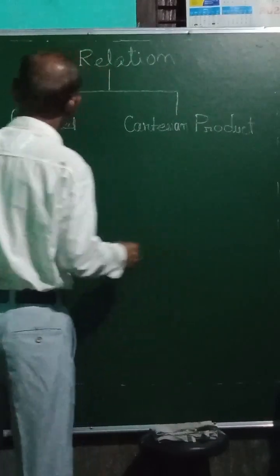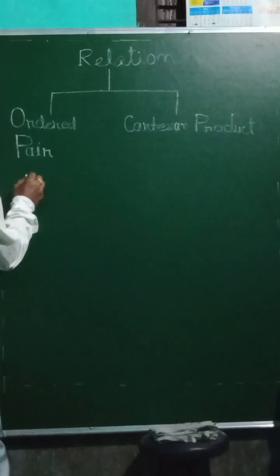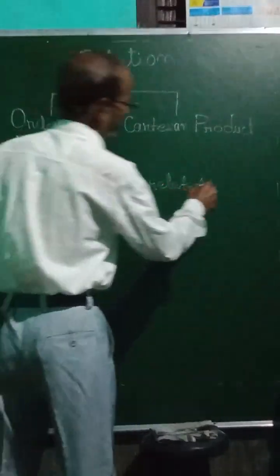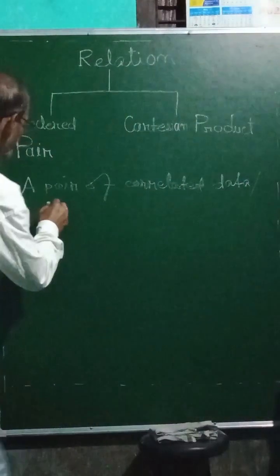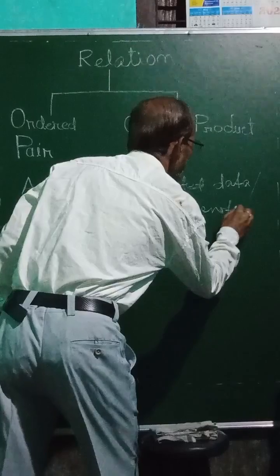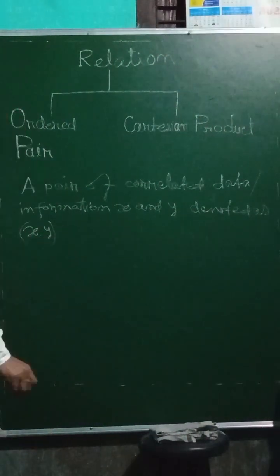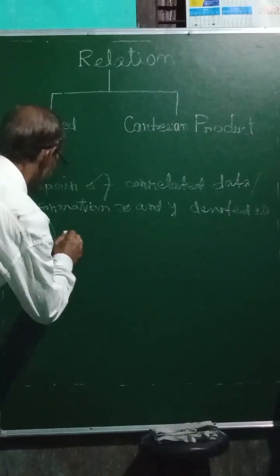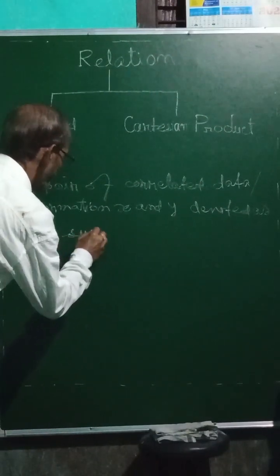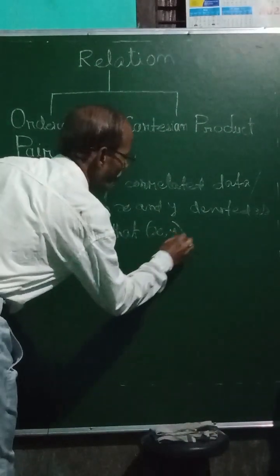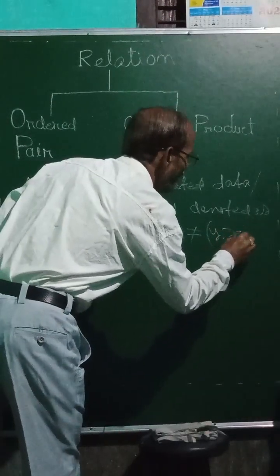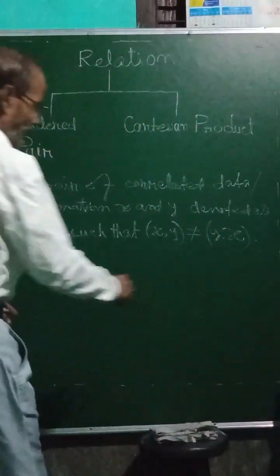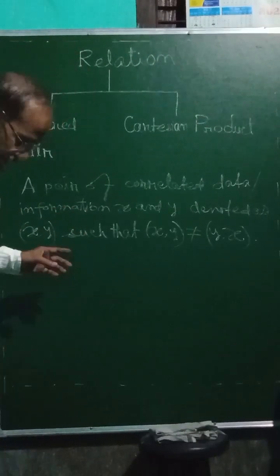An ordered pair is simply a pair of correlated data or information denoted as (x, y) within braces, such that (x, y) is not equal to (y, x). We have already studied this in class 9 and 10.